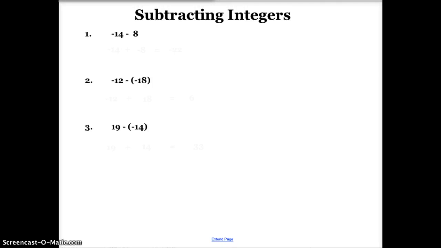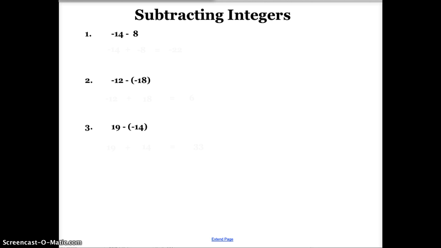This is going to be a video to help us subtract integers. Since we already know how to add integers, let's change the problems to where we're adding rather than subtracting. It's important to understand that subtracting means the same thing as adding the opposite of that number.